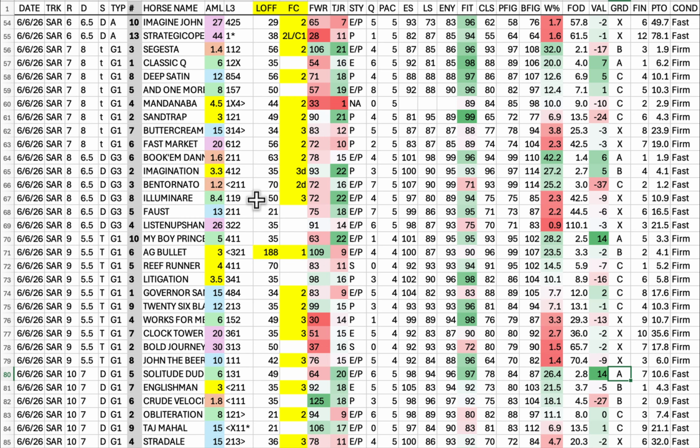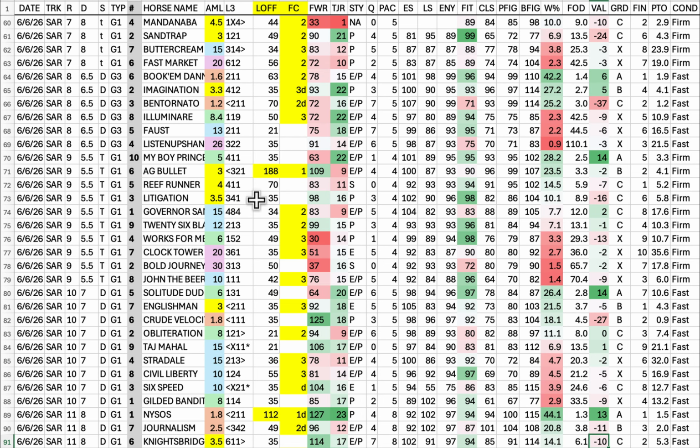Race 10, I don't think I bet this horse to win, Solitude Dude, but I think I bet a pick 4 with the 5, 6, 7. I used all 3 of these horses, the ABB, even though Crude Velocity was clearly an underlay, okay, and lost. And Englishman was definitely the best horse in the race and won. I'm sorry, Englishman's right here and won. They're very close, these 3 horses, in win percentage.